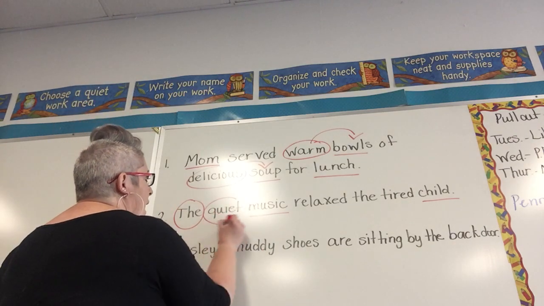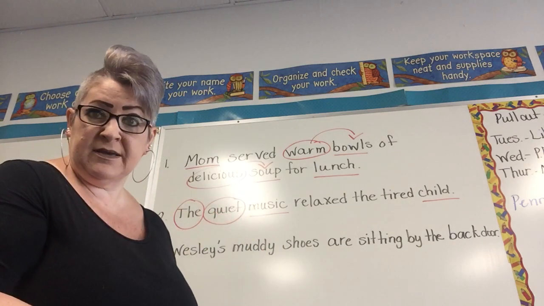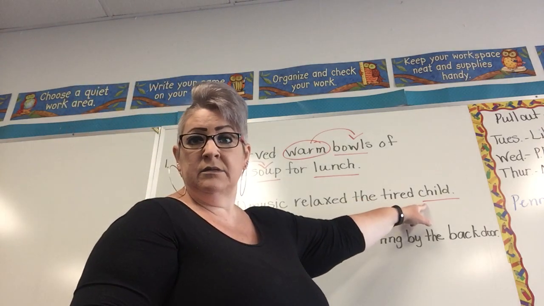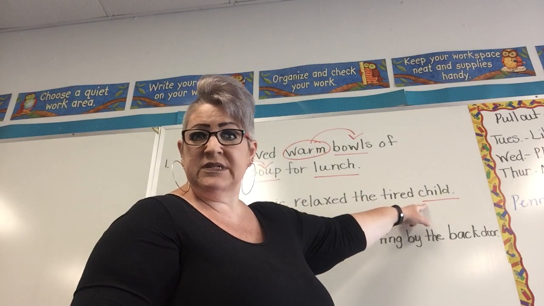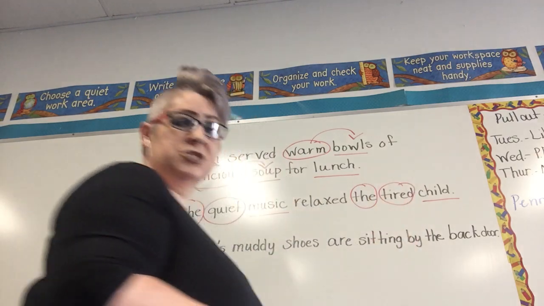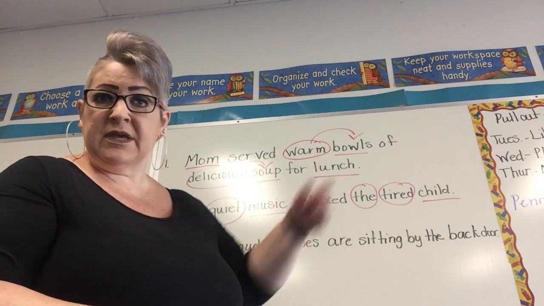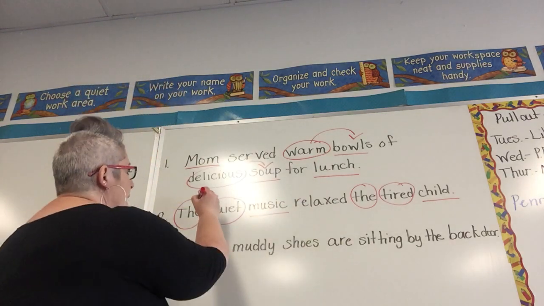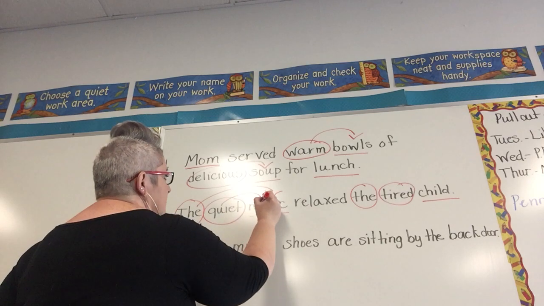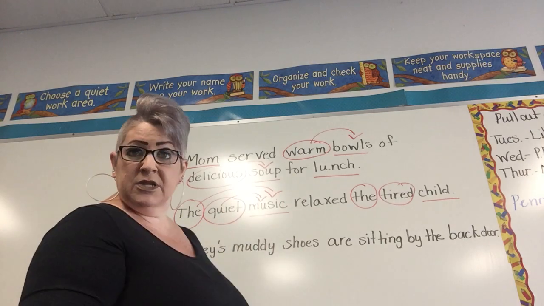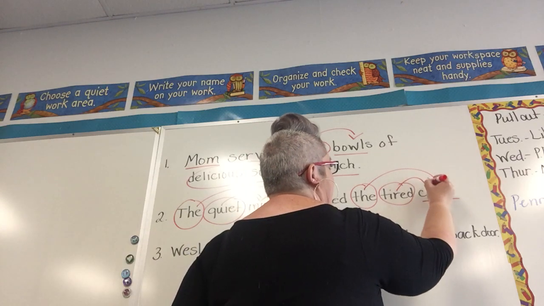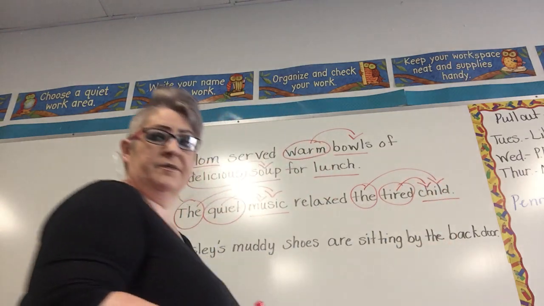The quiet music. Well, child is a noun. What kind of child was he? The tired child. And then I'm going to go back and draw arrows. I'm going to draw an arrow from the to music and from quiet to music. And then I'm going to draw an arrow from the to child and tired to child.